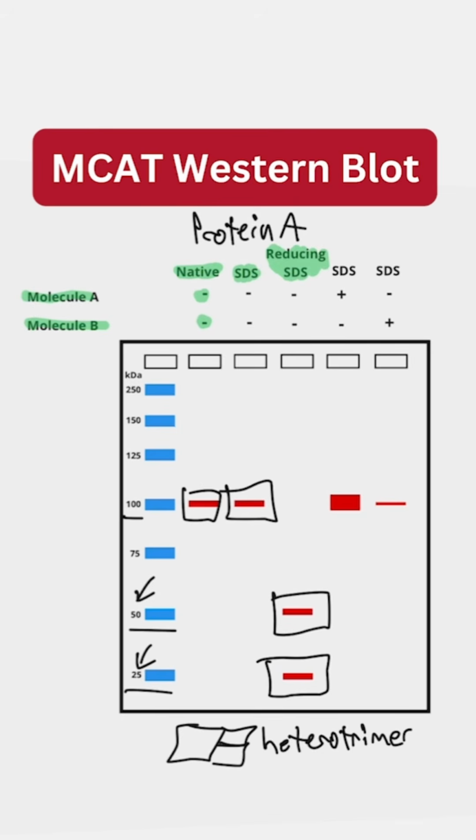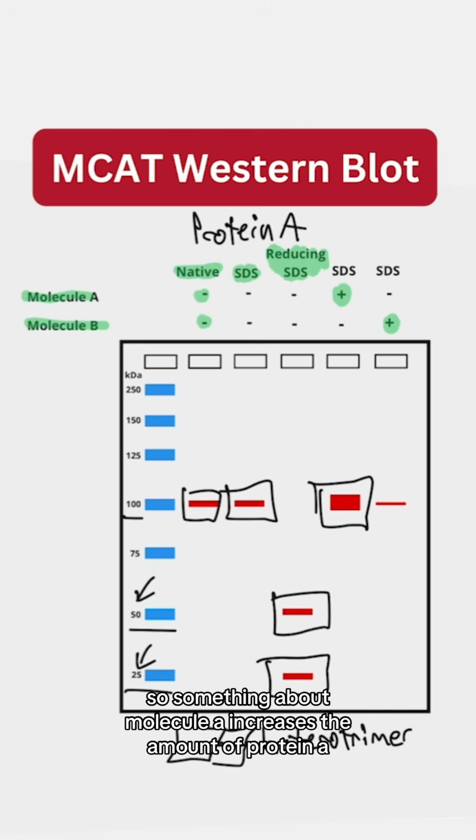For the last two columns, we're looking at what effect molecule A or molecule B has on the amount of this protein. When we add molecule A, the band gets a lot thicker, so something about molecule A increases the amount of protein A. When we add molecule B, the amount of protein A is decreasing, so something about molecule B is decreasing the amount of protein A.